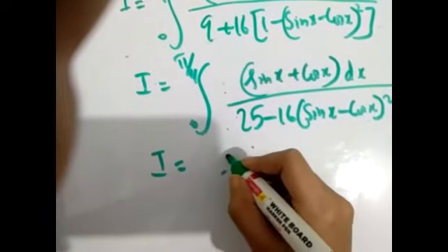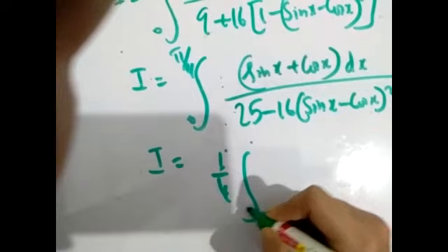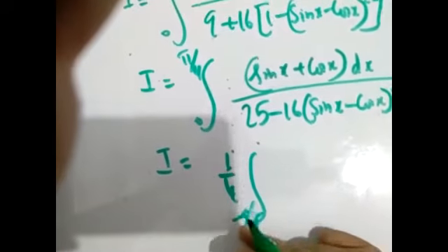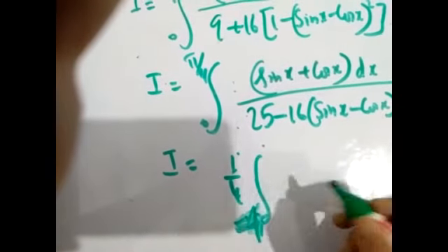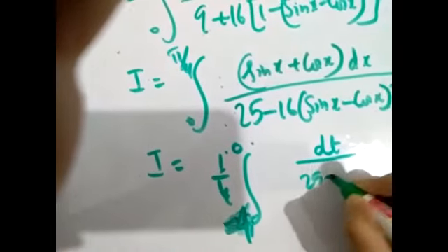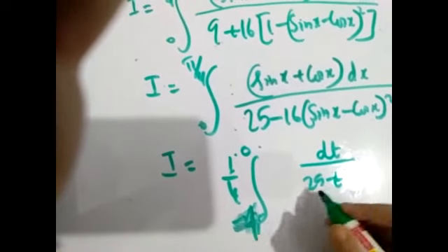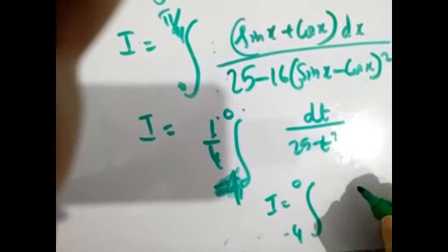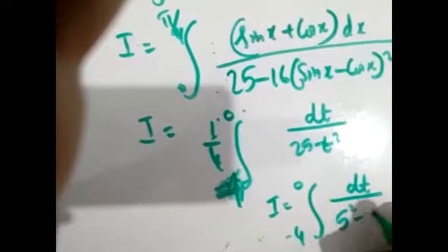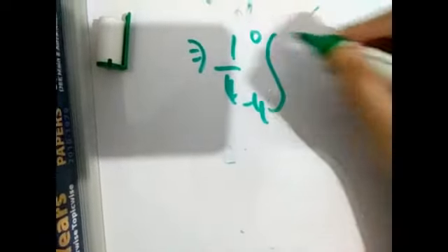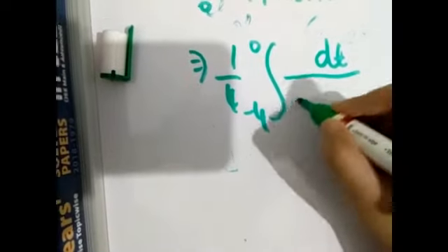So here I will get integral, 1 by 4, I'll take it out, from minus 4 to 0, and I'll get dt by 25 minus t square. Right. So I equals the integral from minus 4 to 0 of dt by 5 square minus t square. So I have 1 by 4 integral from minus 4 to 0 of dt by 5 square minus t square.